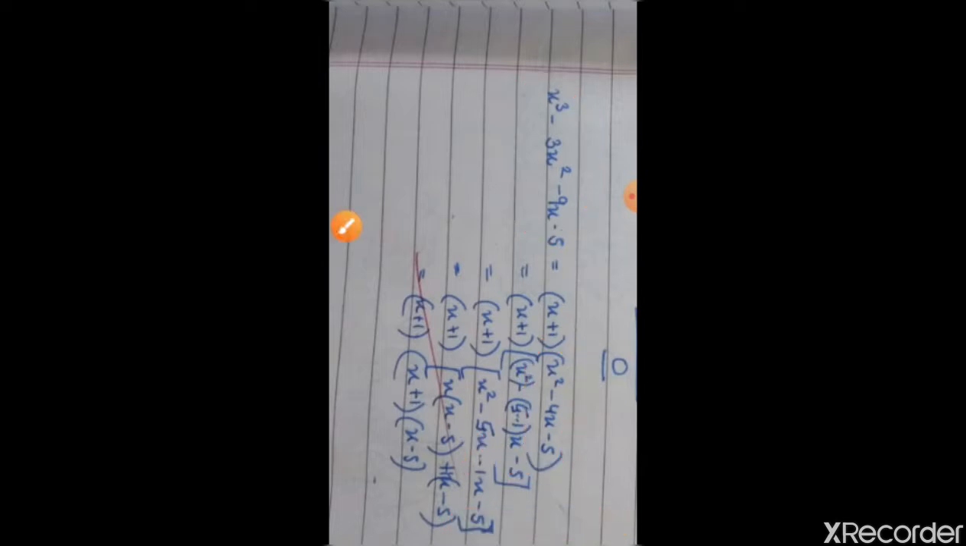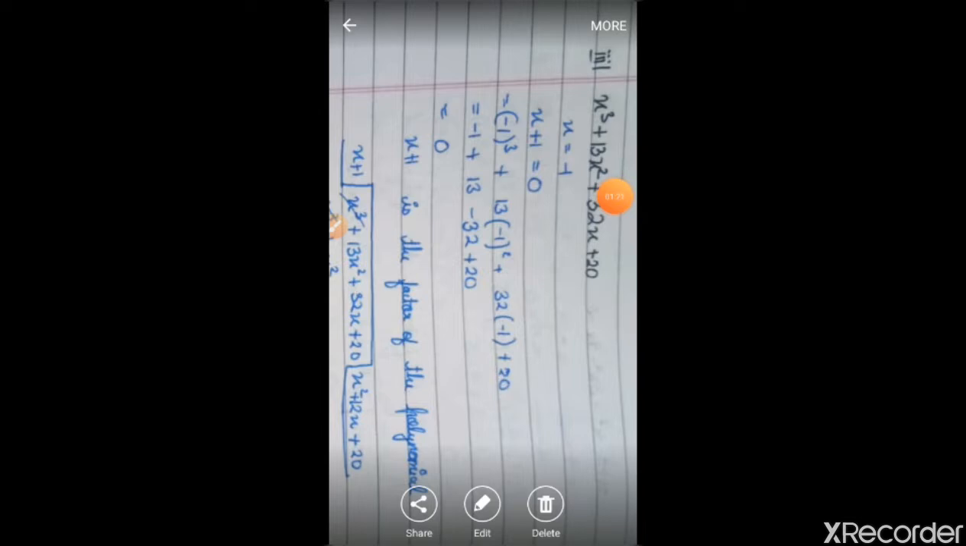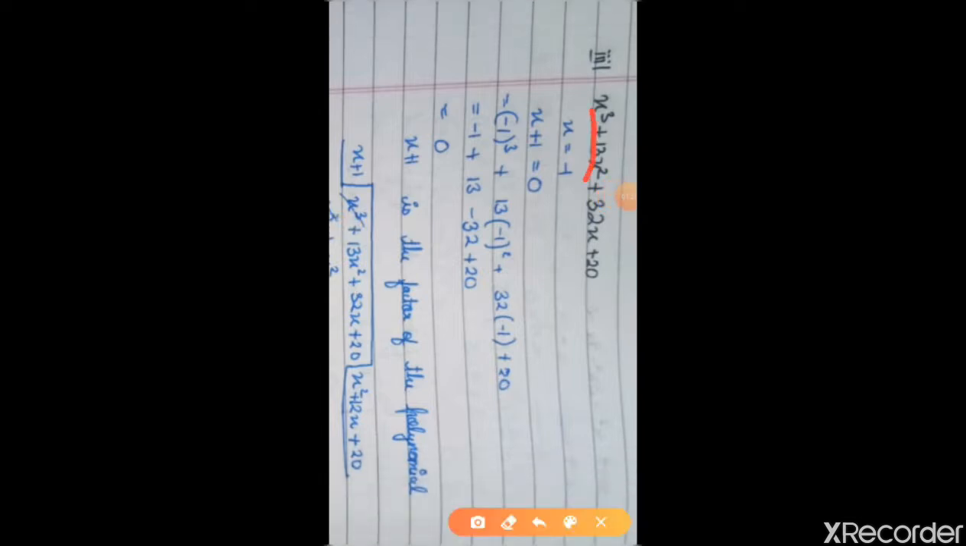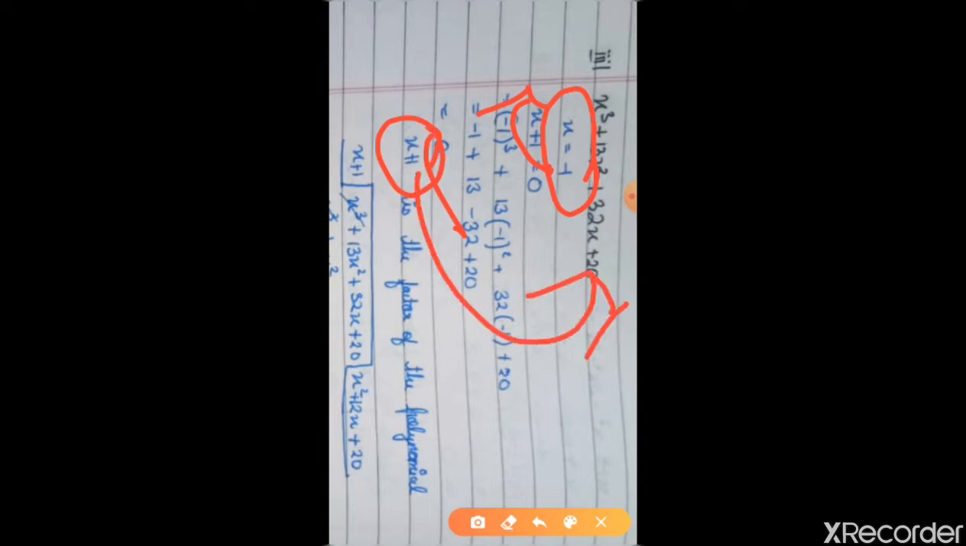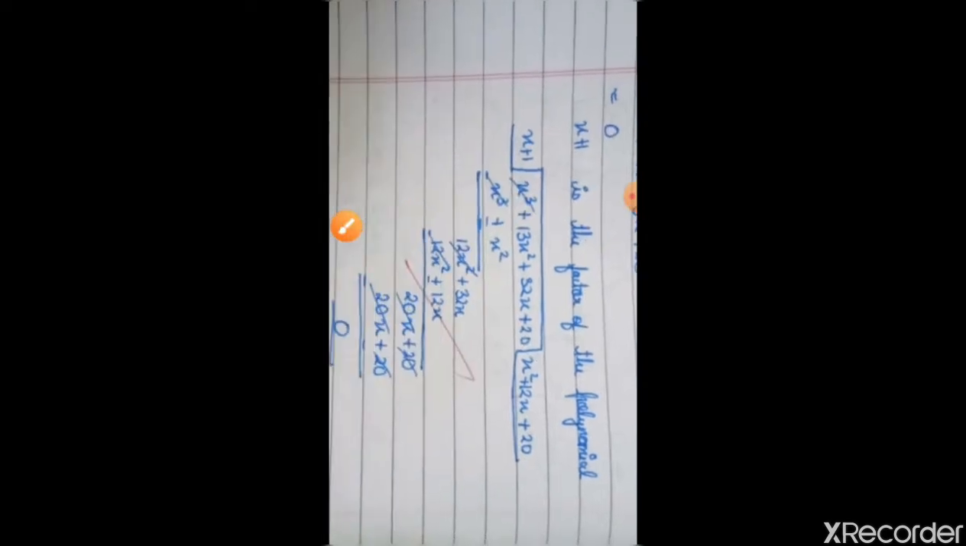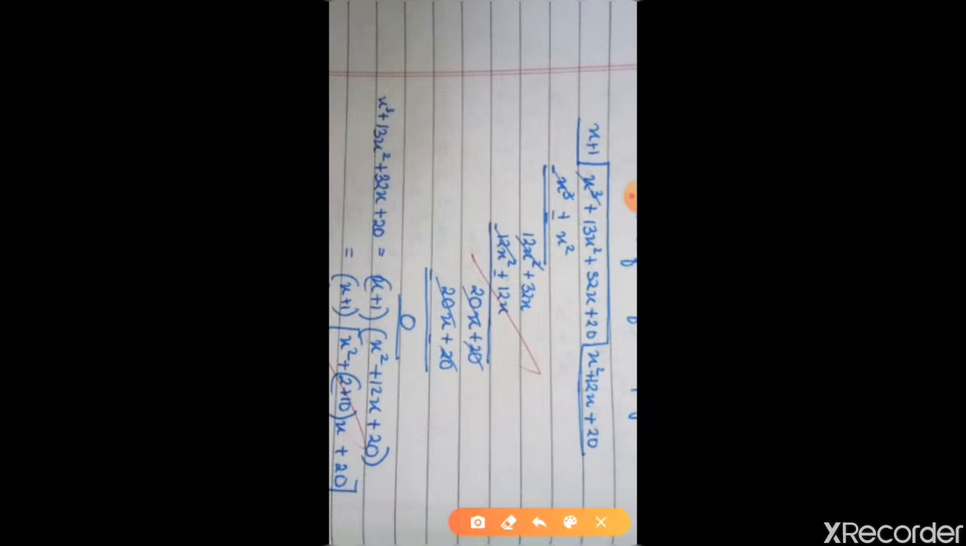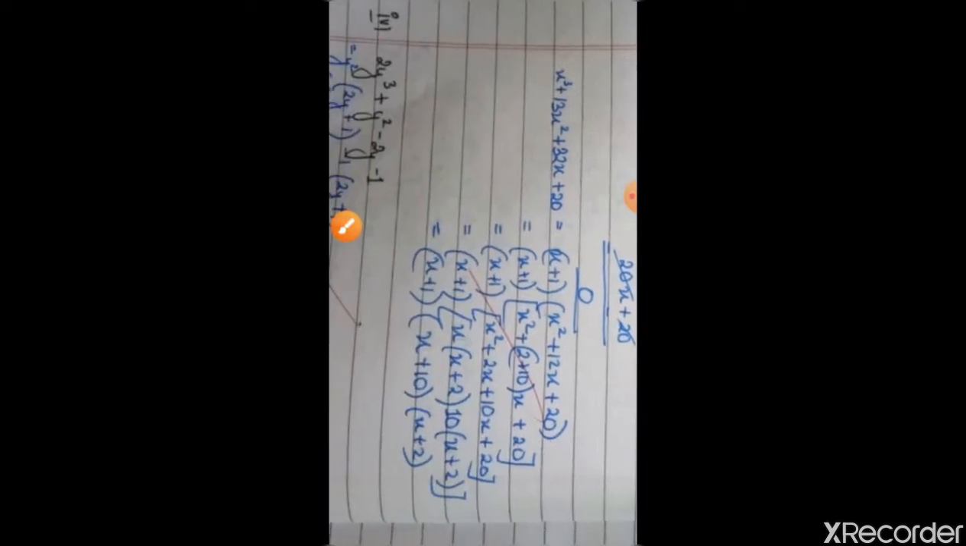Similarly, in the third question, we have substituted x equal to -1 and the answer is coming 0. Therefore, -1 will be shifted here and the answer will be +1. Hence x plus 1 is the factor of this polynomial, and we will divide this polynomial by x plus 1. Again you will see that the remainder will come 0, and again dividend equal to divisor into quotient, and again we will solve with the help of splitting the middle term.